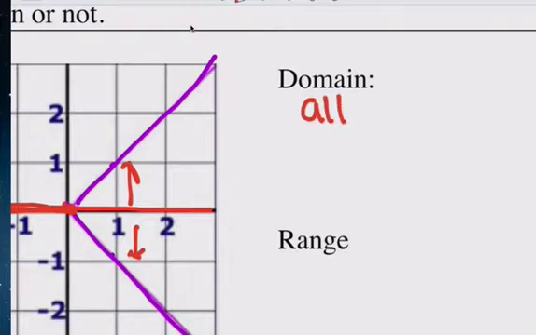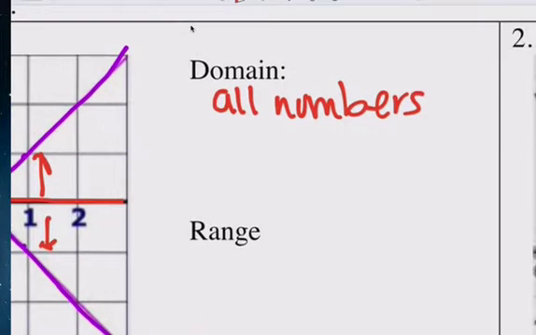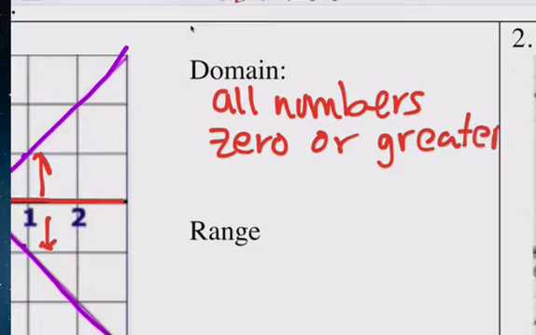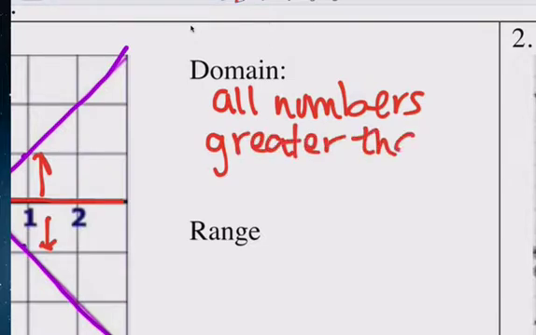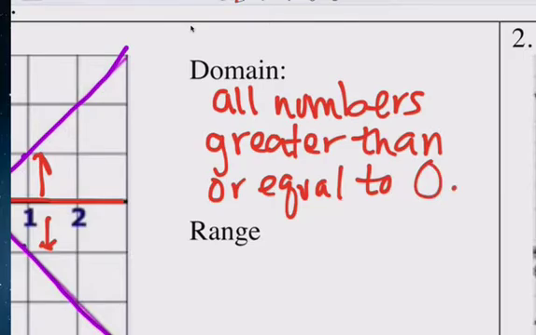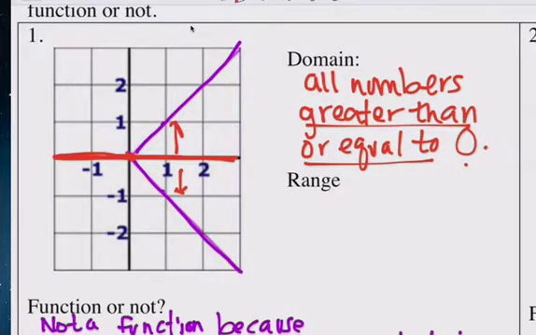So you put all numbers, oh, I spelled numbers wrong, of 0 or greater. You can write 0 or greater. Most students understand 0 or greater. But the correct wording in math, I would prefer you to write, all numbers greater than or equal to 0. That's the correct wording. So it can be 0 or greater.